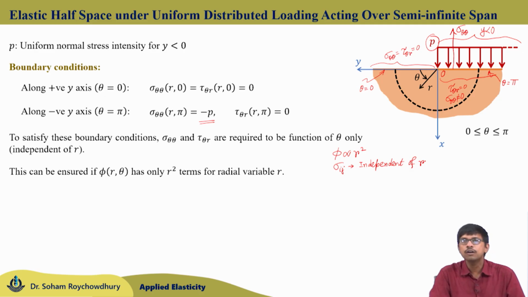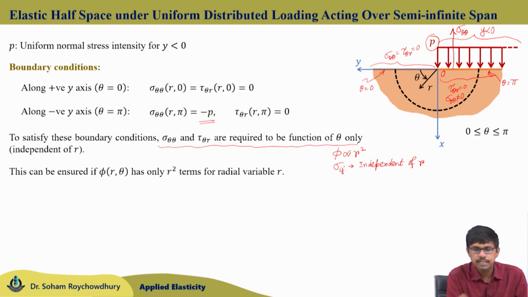Because the order or rank of r, the power of r in sigma ij, is normally 2 orders lesser than the order of r in phi, by using the definition of stress components in terms of the partial derivatives of phi, to ensure constant sigma components with respect to r, they may be dependent on theta, but there should not be any variation of sigma theta theta and sigma r theta with respect to r. Then only these boundary conditions can be satisfied.